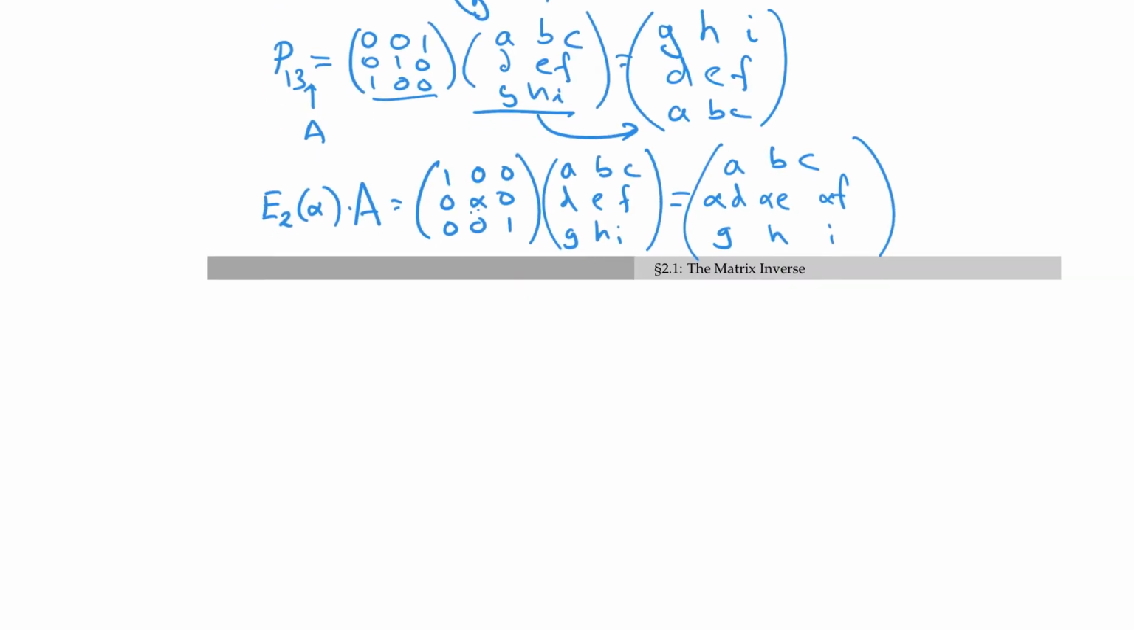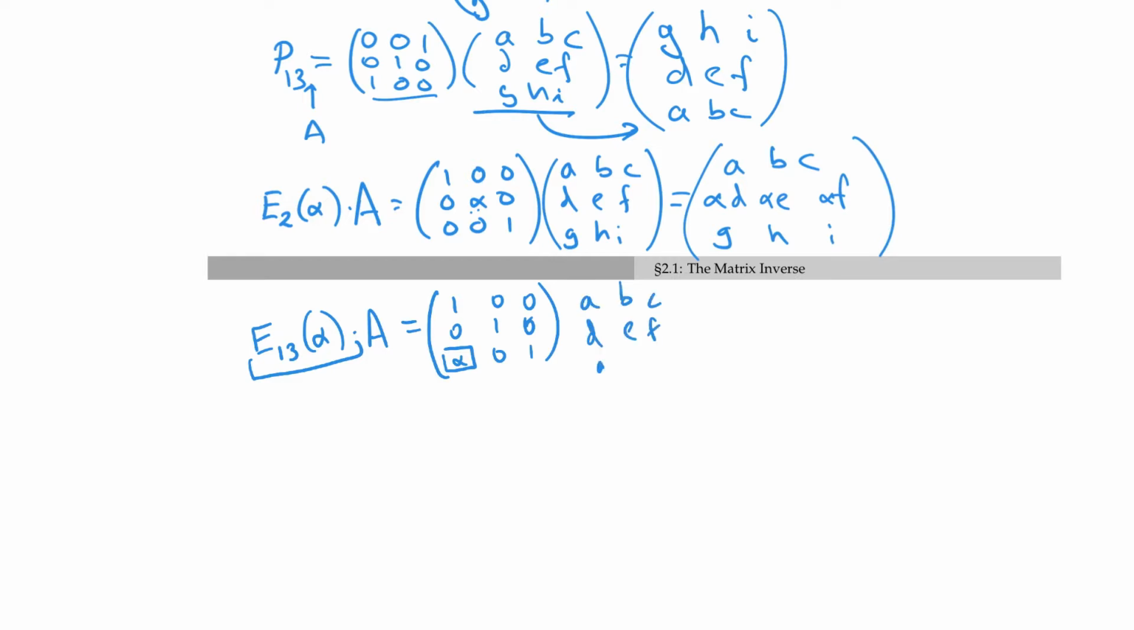All right, let's look at E13, I guess, of alpha times our matrix A. All right, well, remember, what I do to the identity matrix in order to form this is, in the 3, 1 entry, so that's right here, I will put an alpha. And otherwise, it's just a plain old identity matrix. Okay, and that's times A, B, C, D, E, F, G, H, I.